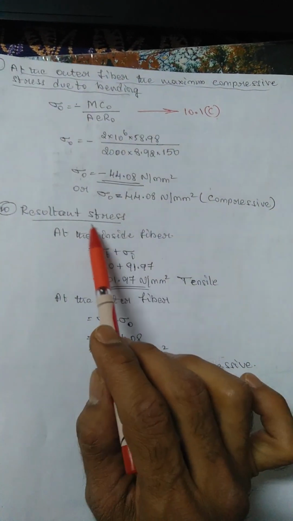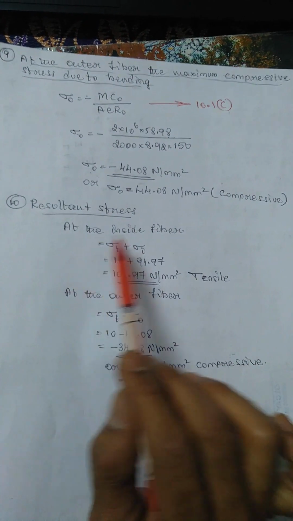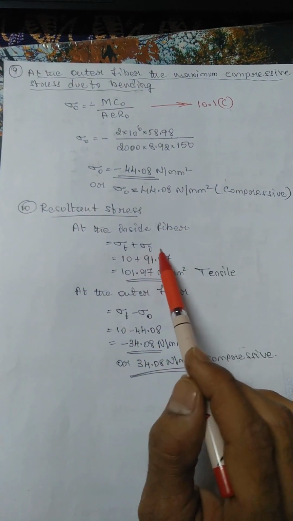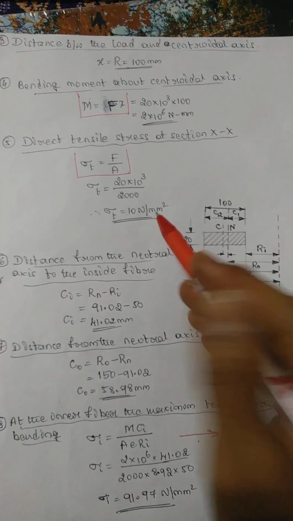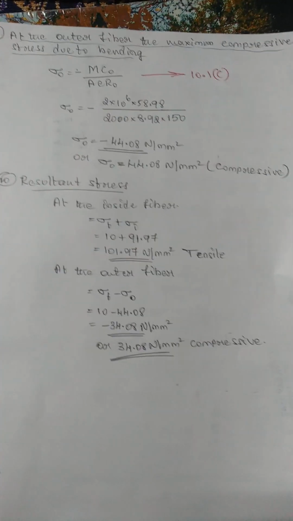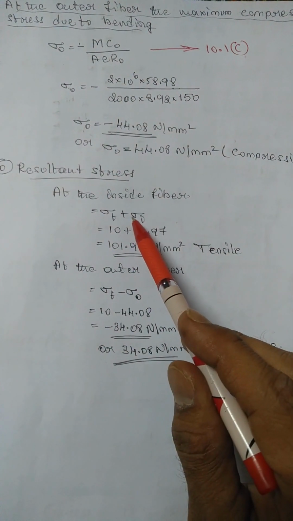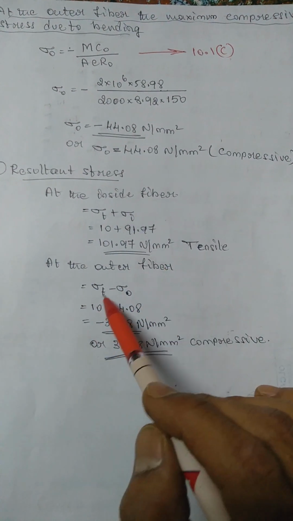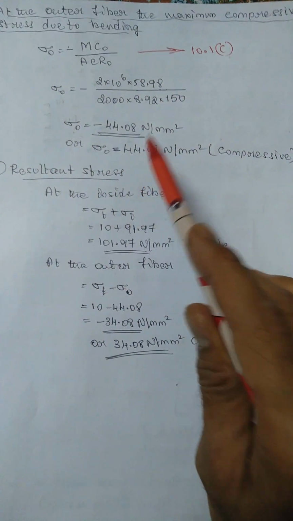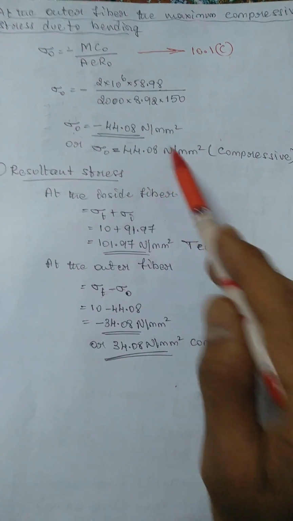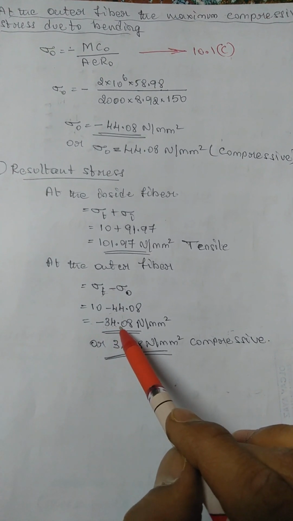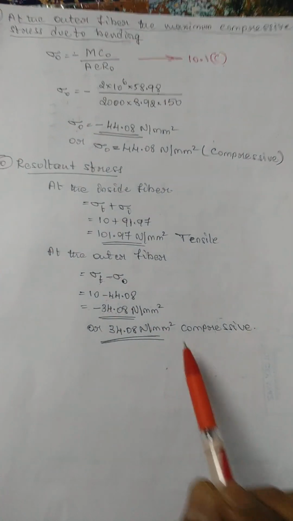Next is the resultant stress at the inner fiber: sigma t plus sigma i. Sigma t we have calculated as 10, so 10 plus 91.97 gives the value. At the outer fiber it is sigma t minus sigma o, so we substitute 10 minus 44.08. We get the answer as minus 34.08 Newton per millimeter square, that is compressive.